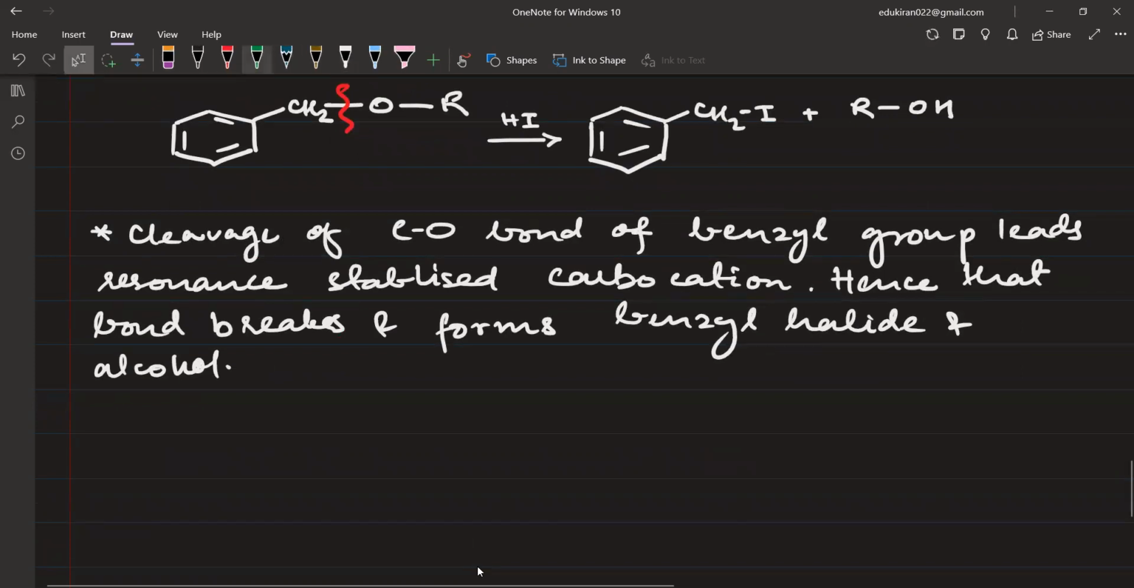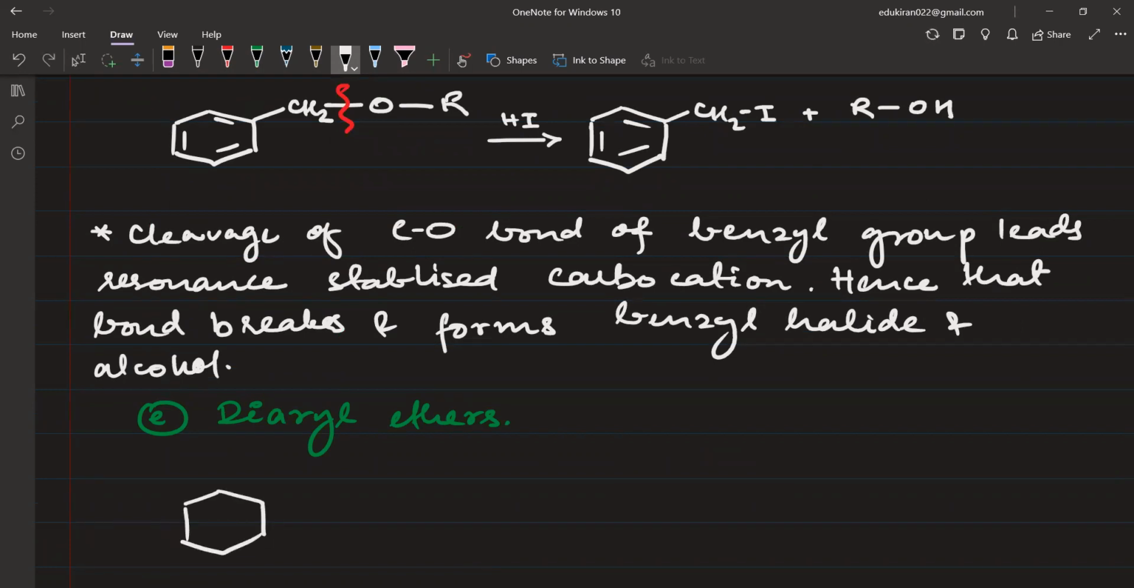In this, the last part is diaryl ethers. In diaryl ethers, both of these will be aromatic benzene rings on either side of oxygen. We have HI. Now both of these are what? Partial double bond, and that is why there will be no reaction.